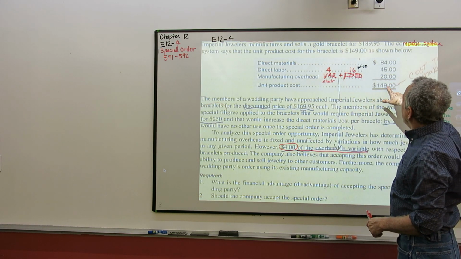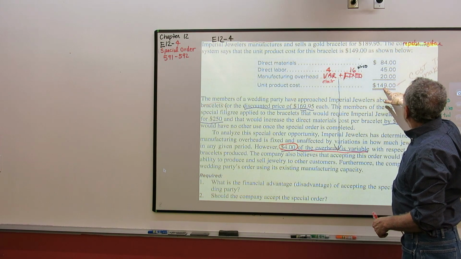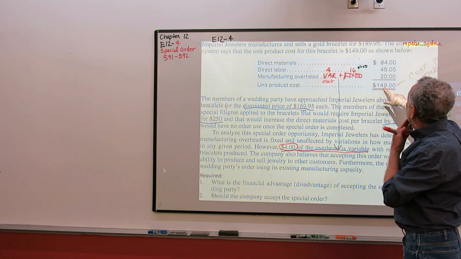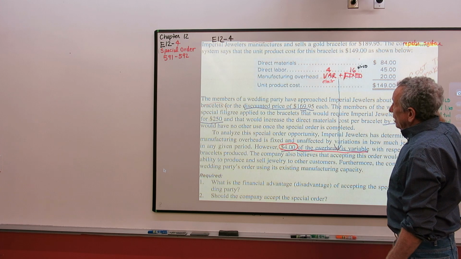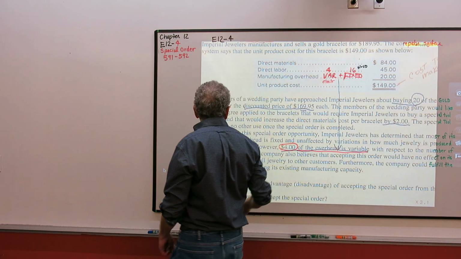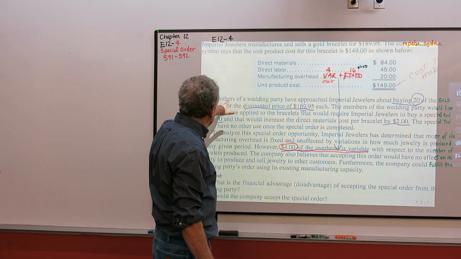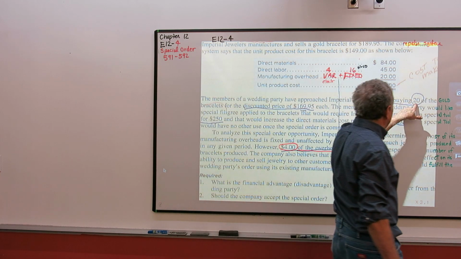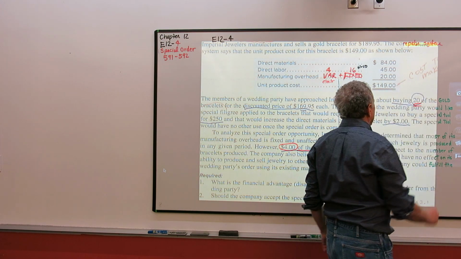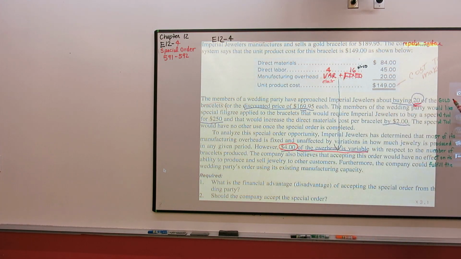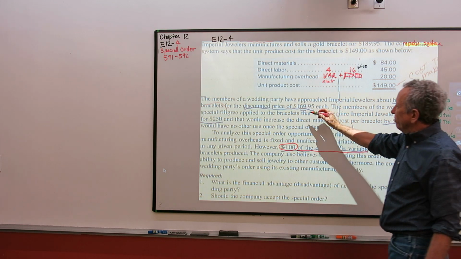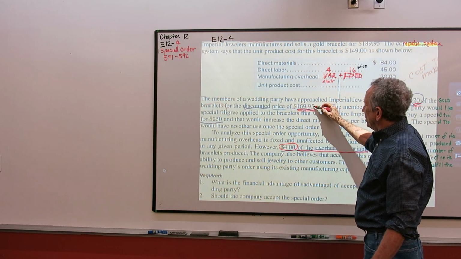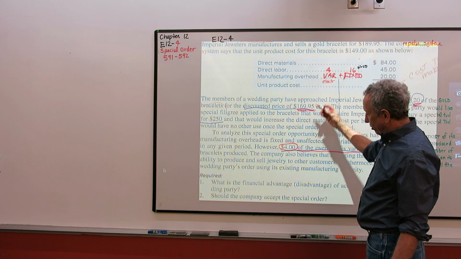It costs $149, but remember, they normally sell it for $189. What is that? That's $40 profit, isn't it? Anyway, now there's a wedding party. Woo, a wedding party. I love to go to weddings. The members of a wedding party have approached Imperial Jewelers about buying 20. Somebody comes along and says, I want to buy 20 of the gold bracelets. I have to write this because this doesn't have a big enough screen. But they want to buy them for cheaper. They want to buy them for $169.95. There's more to this, though, you can see.